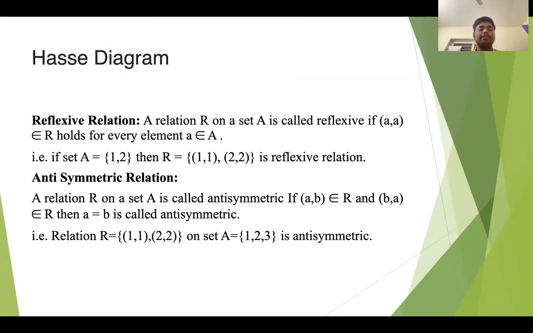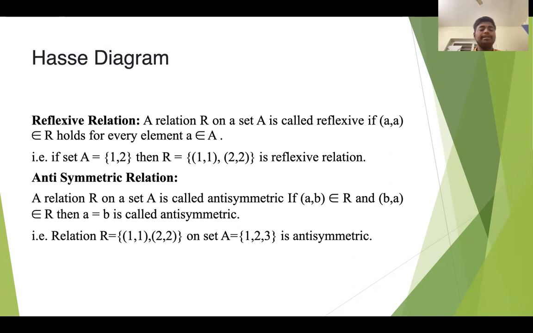Reflexive relation. A relation R on a set A is called reflexive if (a, a) belongs to R holds for every element a that belongs to capital A. That means if set A equals {1, 2}, then R equals {(1, 1), (2, 2)} is a reflexive relation.